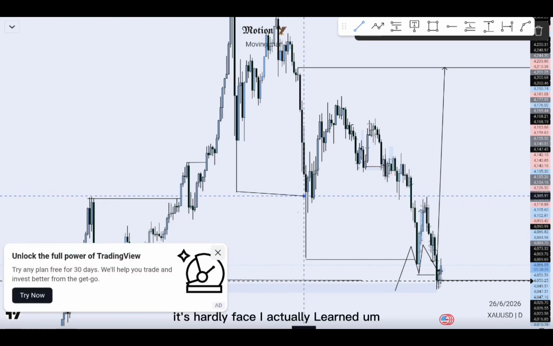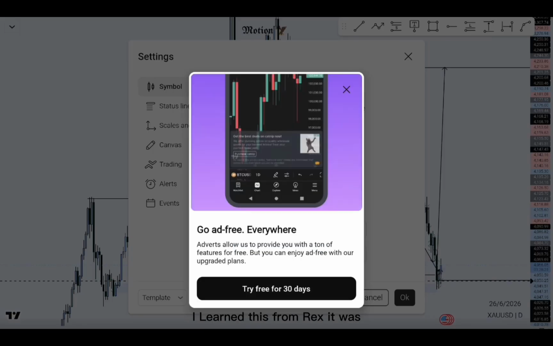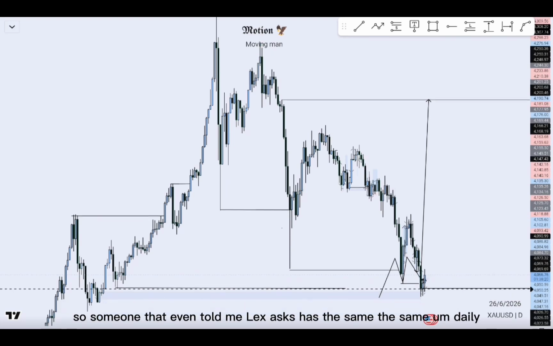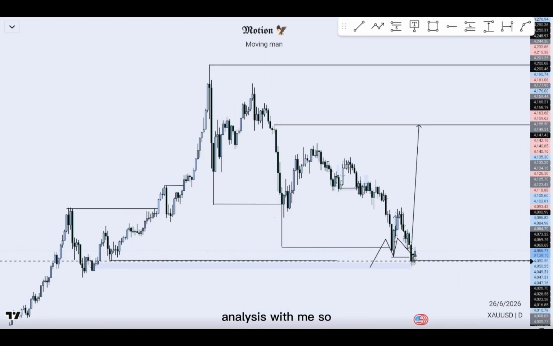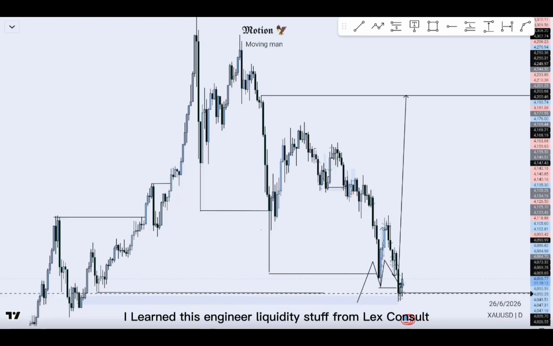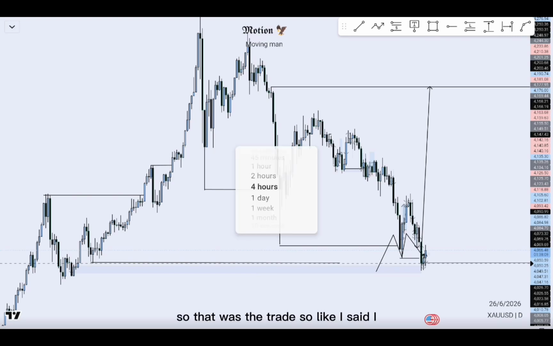it hardly fails. I actually learned this from Lex. Someone even told me Lex has the same daily analysis with me. So I learned this engineered liquidity stuff from Lex Consult. So he deserves his flowers. So that was the trade.